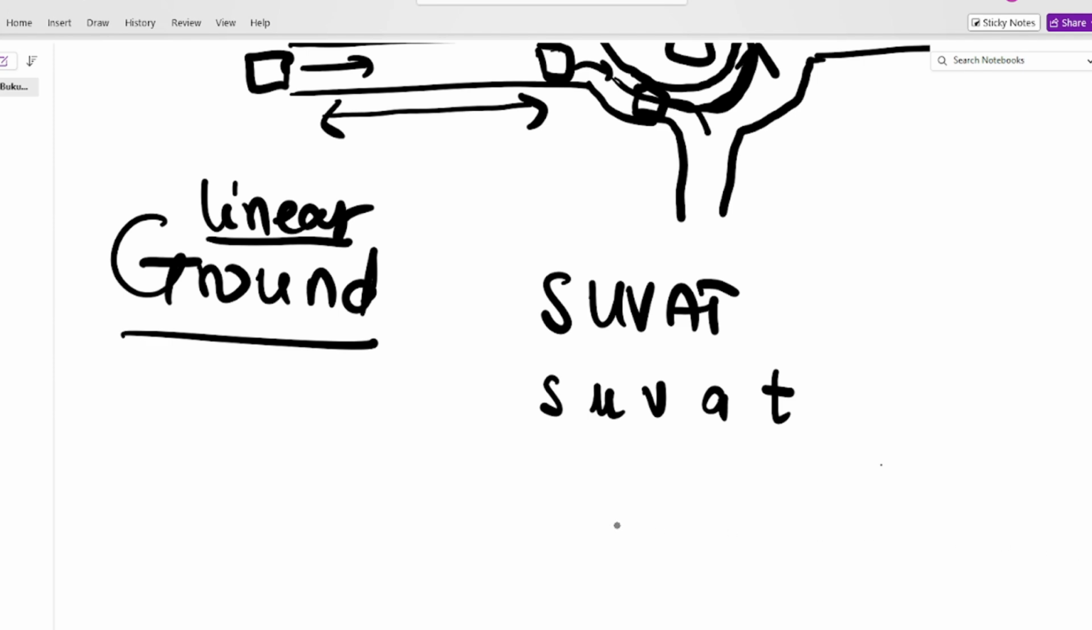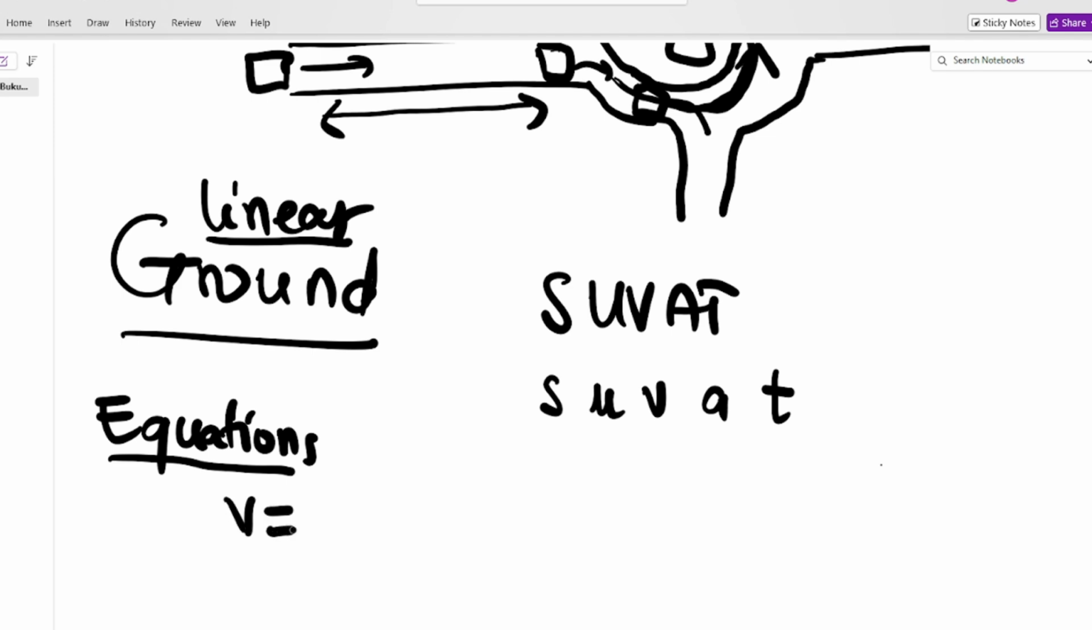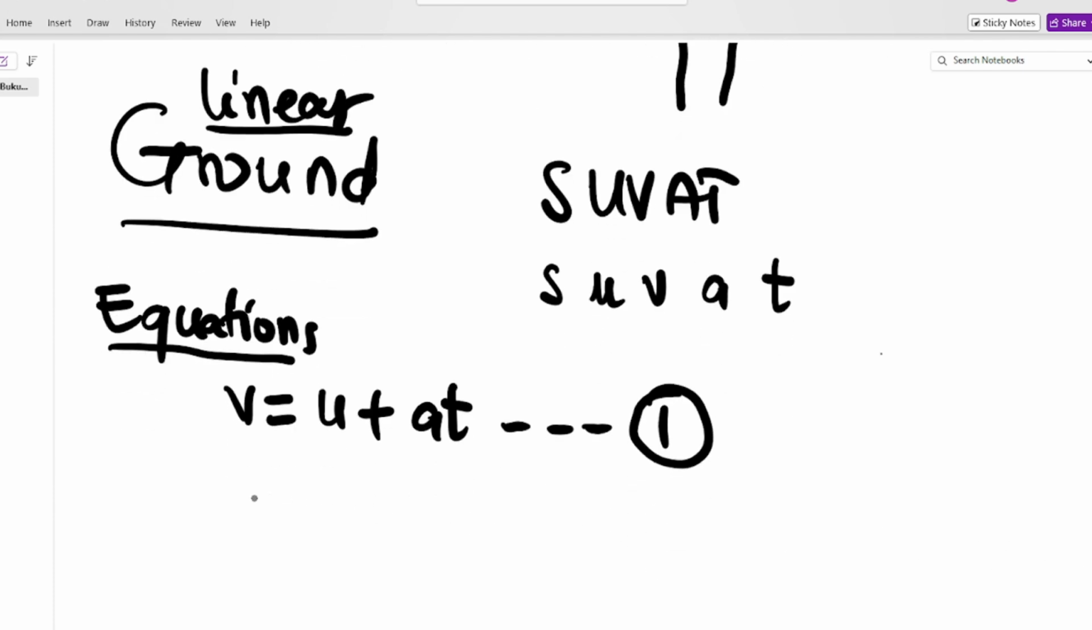So these ones have come with equations of motion. These are going to be the equations of motion under kinematics. The very first one: the final velocity is equal to initial velocity plus at, acceleration times time, v = u + at. This is equation one. Then there's s = ut + ½at².